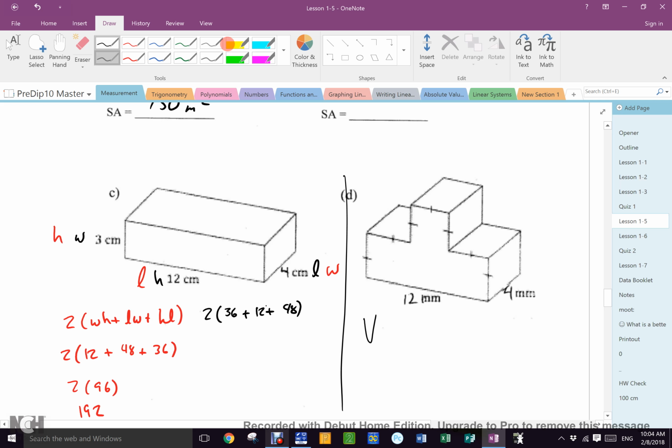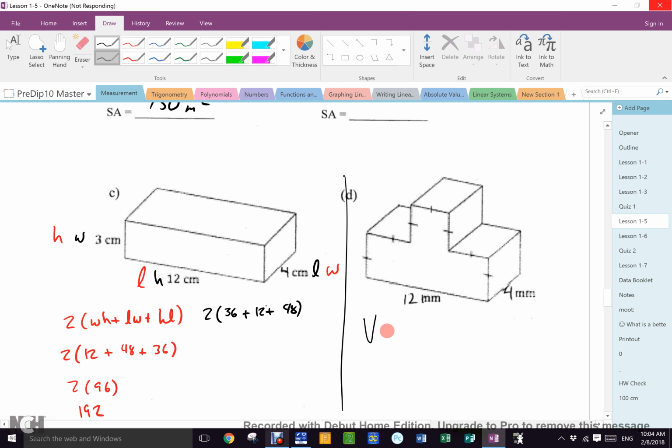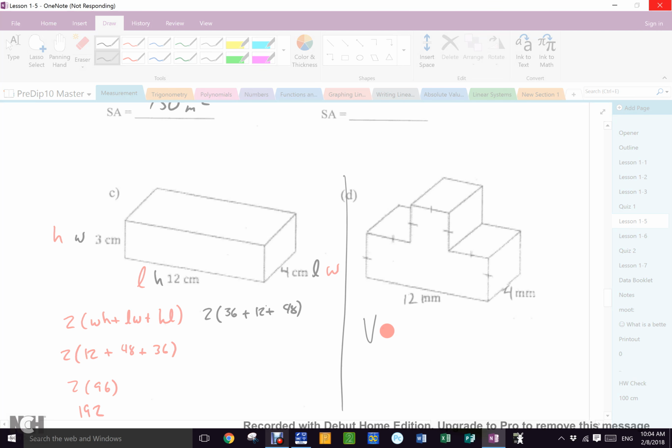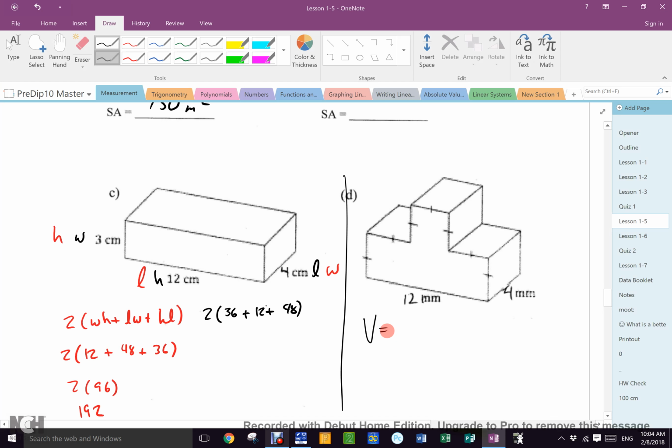What is the volume of every prism? Area of the base times what? Son of a... It would be so much more effective if it actually worked.